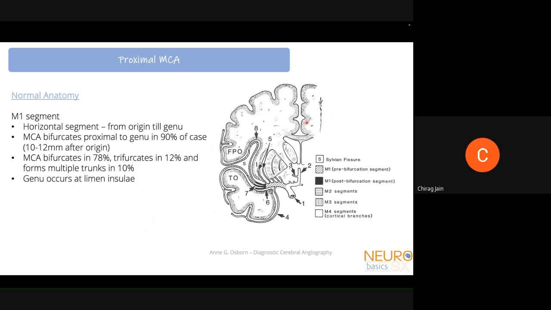Okay, so coming to the normal anatomy of the proximal MCA. It originates from the ICA bifurcation, and that's where the M1 segment lies. So that is from its origin up till the genu, the part where it bends up.